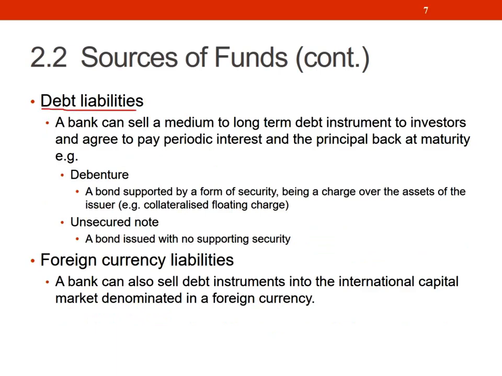Longer term debt liabilities. For example, a bank can issue a medium to long term debt instrument to investors in the form of a debenture or an unsecured note. And these are effectively banks borrowing money and agreeing to pay periodic interest and principal back at maturity. And banks can do this domestically as well as internationally.